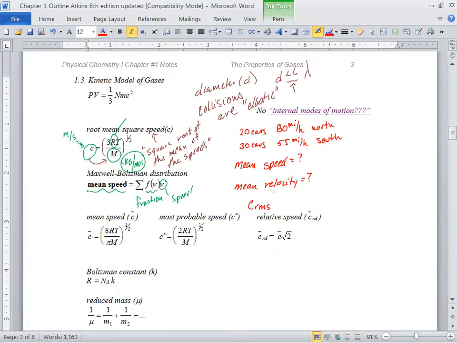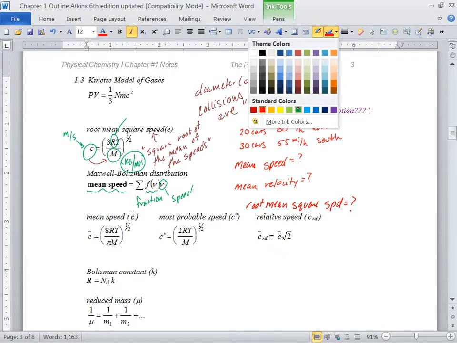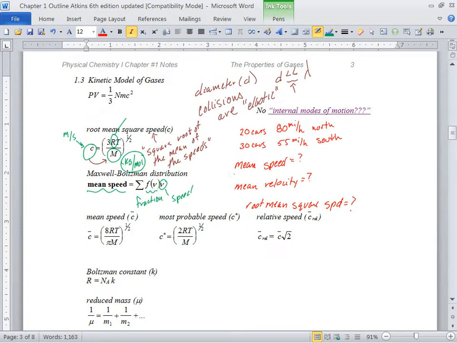Oh, I better not write that because you're not going to know what that means. The root mean square speed. RMS, the root mean square speed equals what? Okay. Let's try the first one, the mean speed. How would you calculate it?